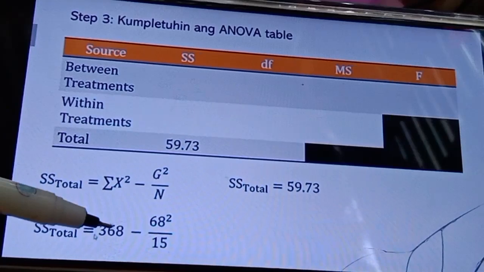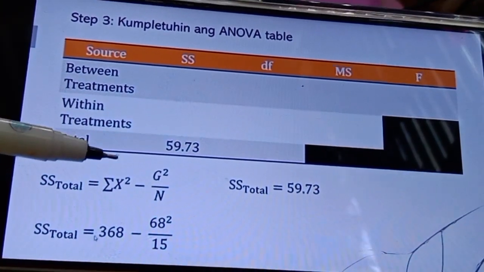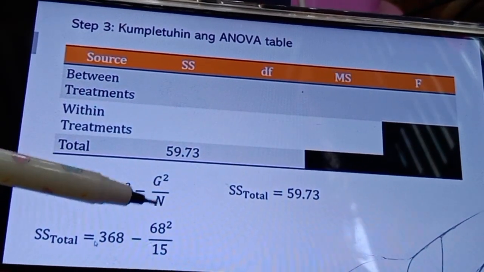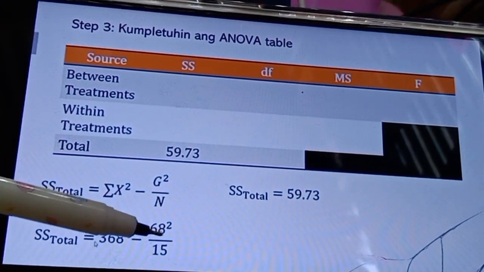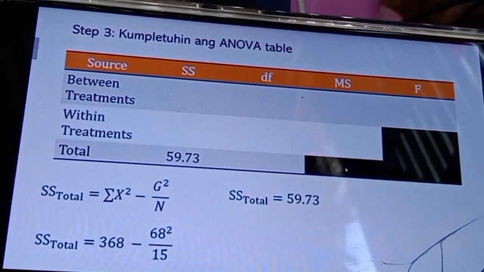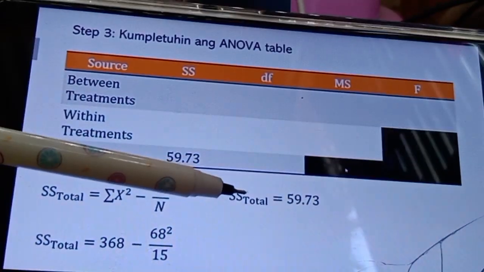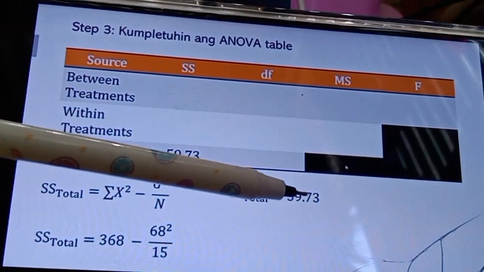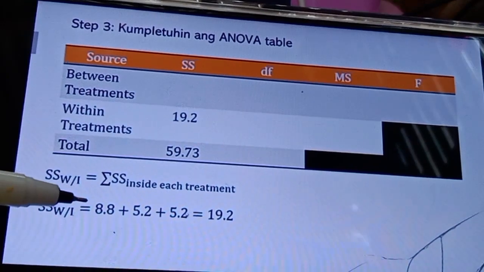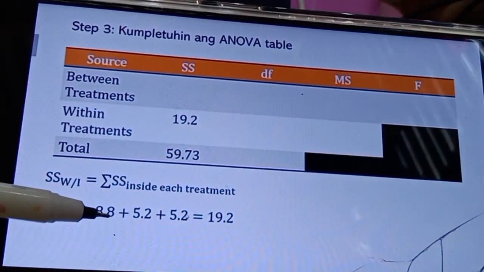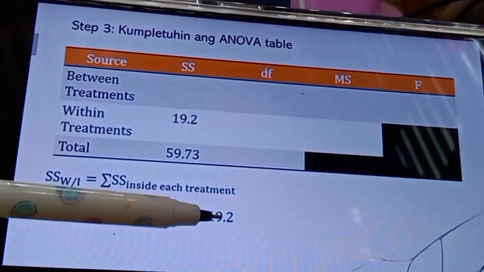Yung 368 is nakuha doon sa summation of x squared na kaninang tinotal. At yung grand total naman is 68. And yung n is 15. So, kapag na-total na natin, ito na ang sagot. Summation of squares total is equals to 59.73. Summation of squares within treatments is equal to 8.8 plus 5.2 plus 5.2 is equals to 19.2.